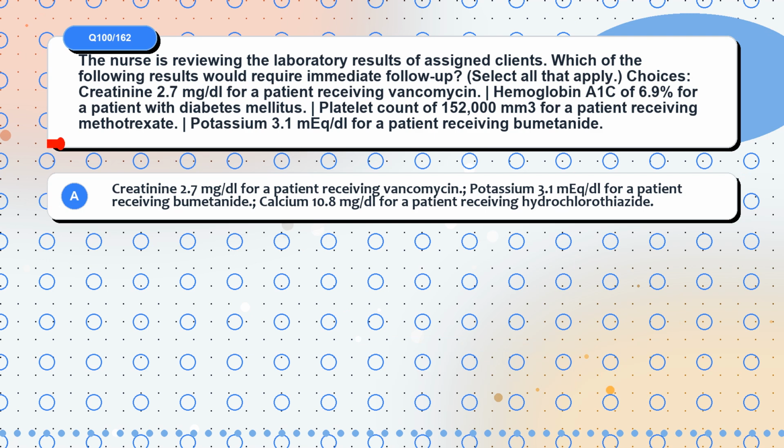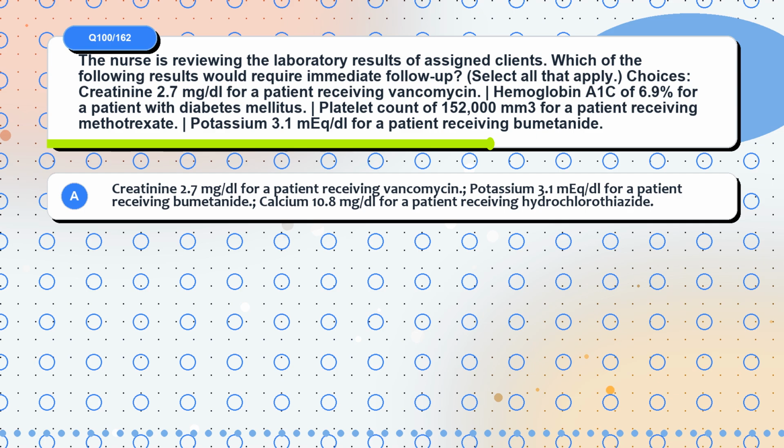Question 100. The nurse is reviewing the laboratory results of assigned clients. Which of the following results would require immediate follow-up? Select all that apply. Choices: creatinine 2.7 mg/dl for a patient receiving vancomycin. Hemoglobin A1C of 6.9% for a patient with diabetes mellitus. Platelet count of 152 mm3 for a patient receiving methotrexate. Potassium 3.1 mg/dl for a patient receiving bumetanide.